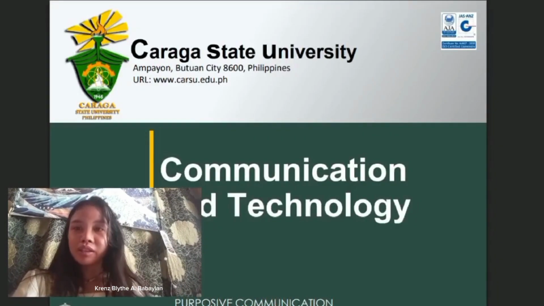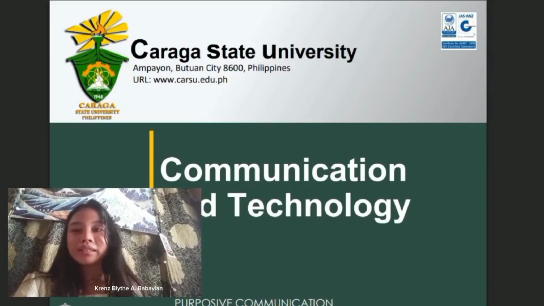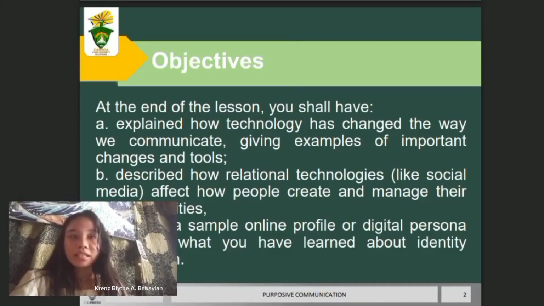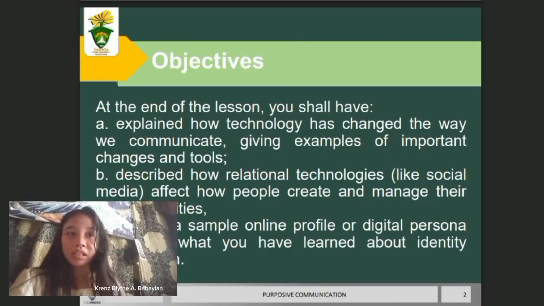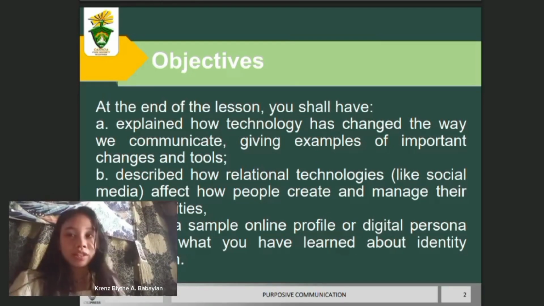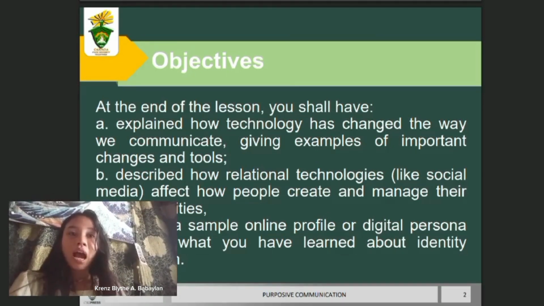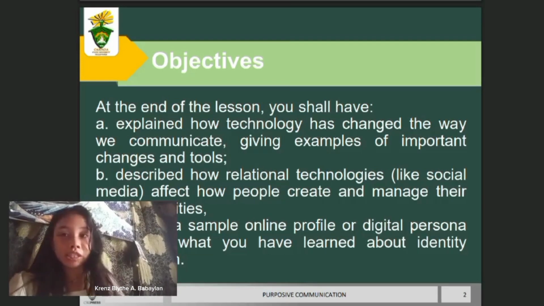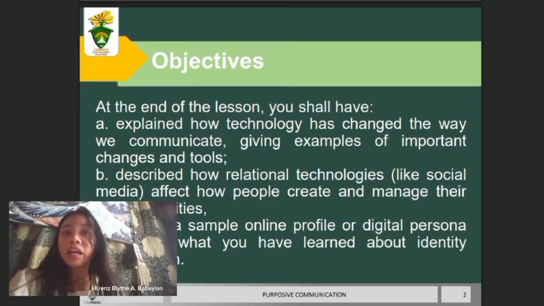Today we will tackle communication and technology, week 10 of the Purposive Communication lesson. On the objectives, at the end of the lesson, you shall have explained how technology has changed the way we communicate, giving examples of important changes and tools; described how relational technologies, like social media and other platforms, affect how people create and manage their digital identities; and created a sample online profile or digital persona based on what you have learned about identity construction.